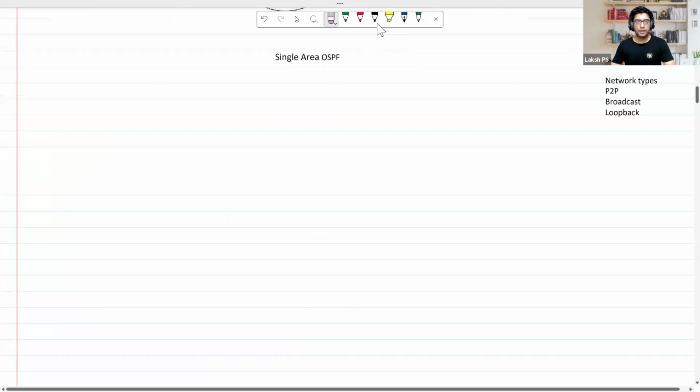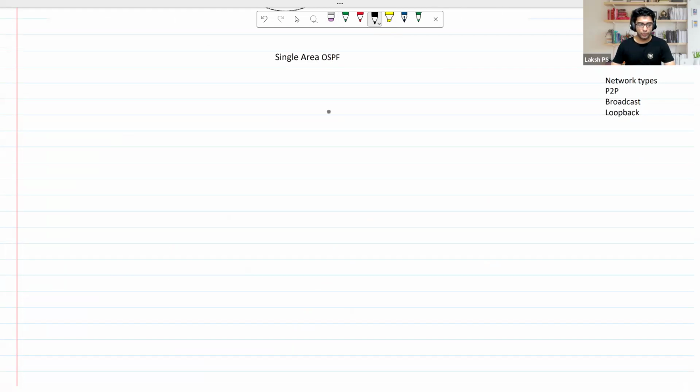So moving on, as I said, OSPF runs on the concept of areas. Okay. So we'll start with single area OSPF first. And as I said, let's not dive into the concept of area as of now. Okay. So we'll jump into single area OSPF, but I'll explain what is the actual meaning of area at a later point of time. So single area OSPF.